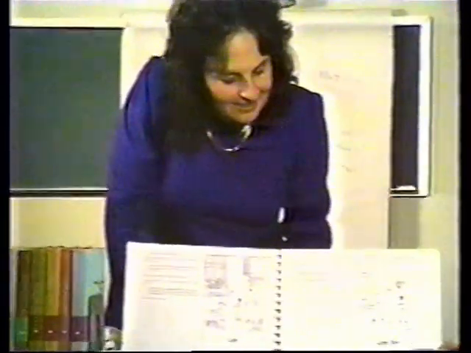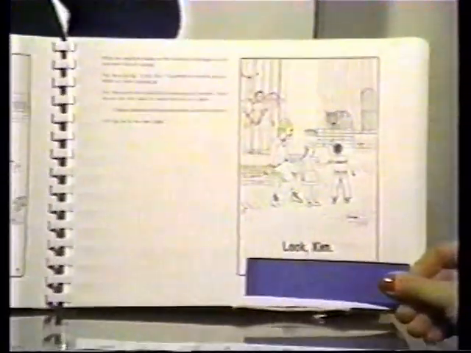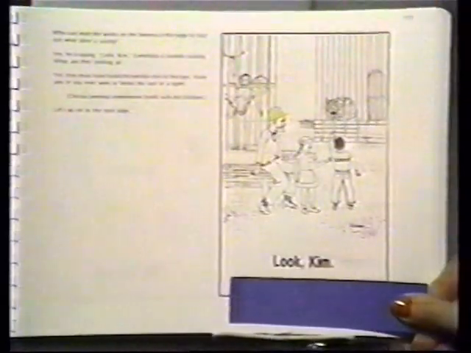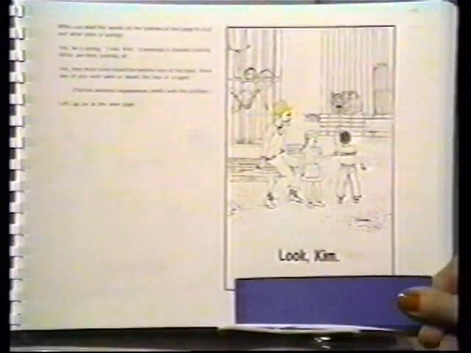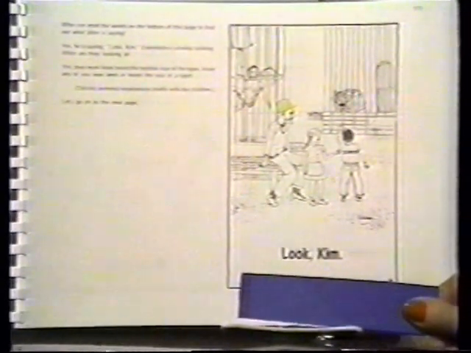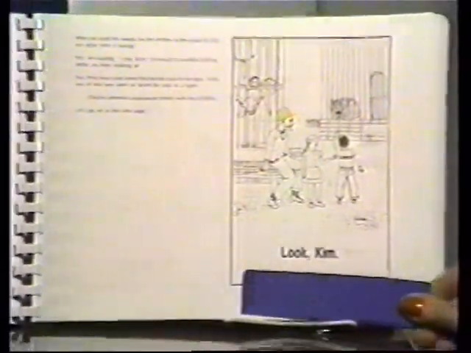Would you please read that, Noreen? Look, Kim. Now, who do you think said that? John. And what does John want them to look at? At the tiger. Right, maybe he heard the terrible roar of the tiger, and then have them share their experiences with tigers. Please turn the page.